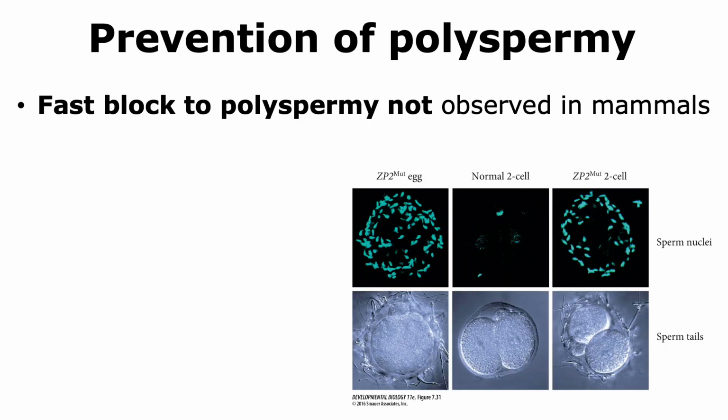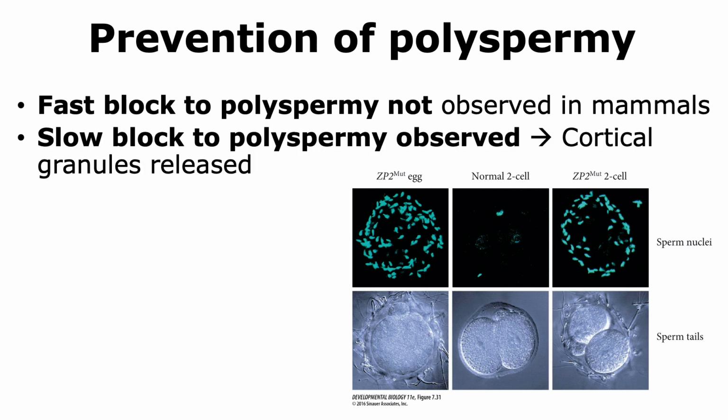Now, prevention of polyspermy happens in mammals the way it also happens in sea urchins, except that we don't observe the fast block to polyspermy. So in sea urchins, we observe a fast block to polyspermy by changing the resting membrane potential of the egg cell. But in mammals, we don't see that fast block phenomenon occurring. However, the slow block to polyspermy is observed, where we see cortical granules released into the environment.